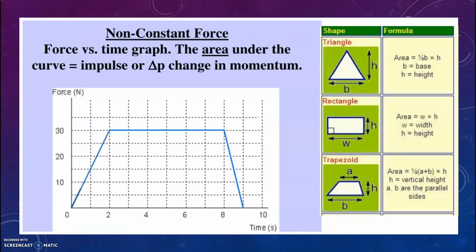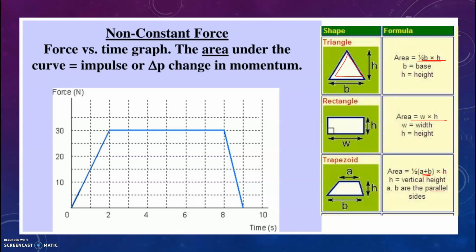Sometimes our graphs may not be as simple as just one rectangle. Maybe you might have a triangle. Again, for a triangle, your area would be 1/2 times the base times the height. For a rectangle, your area would be the width times the height. And for a trapezoid, your area would be 1/2 times a plus b, so these are the two sides that are parallel, times the height.